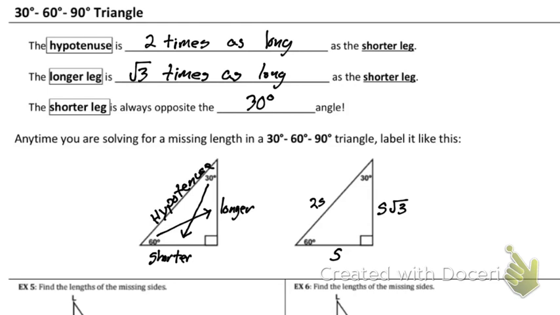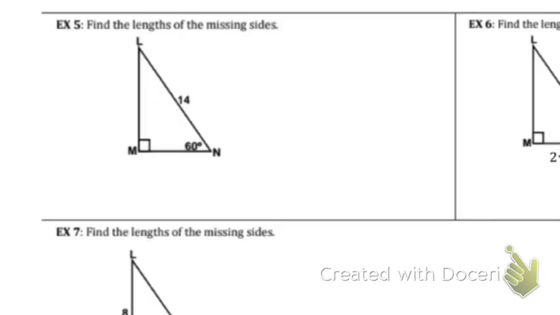And then we'll do the exact same thing we did with the 45, 45, 90. We're going to label every triangle like that, and then we're going to see which side they gave me and see what information that actually helps me with. So let's look at our first example.